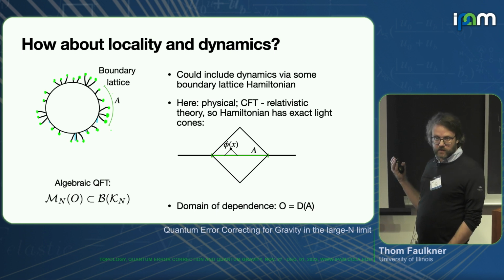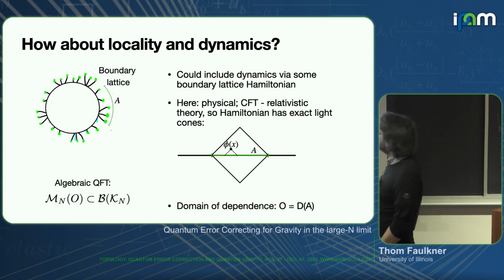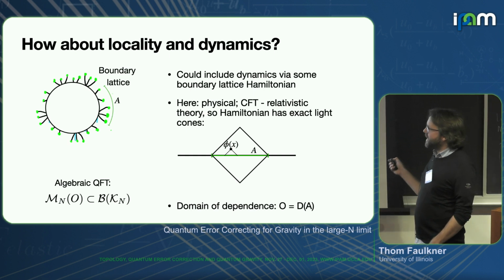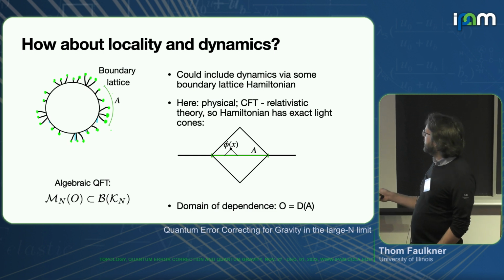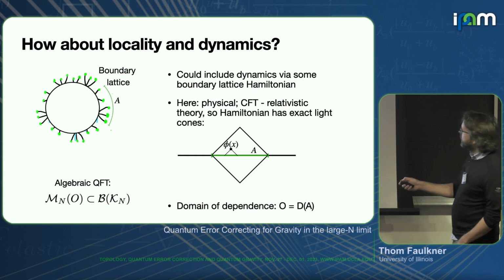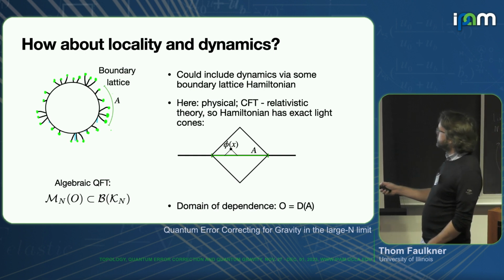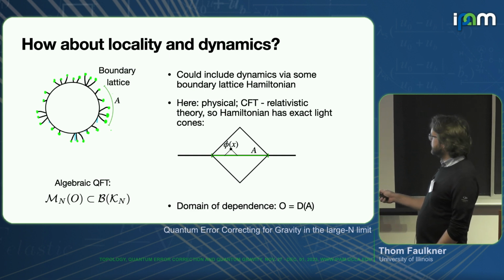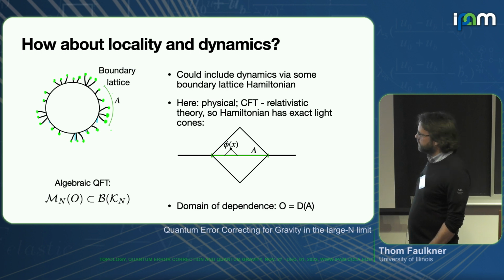This is a relativistic theory, okay? So that means the Hamiltonian, there is a Hamiltonian for a CFT, but it has exact light cones. So that means that if I have some operator, so this is now time in this direction, and this is some fixed time slice here. If I have some operator to the future of this cut A, I can just sort of time evolve it back here, and it's exactly an operator that lives in this region, in this green region here, A.